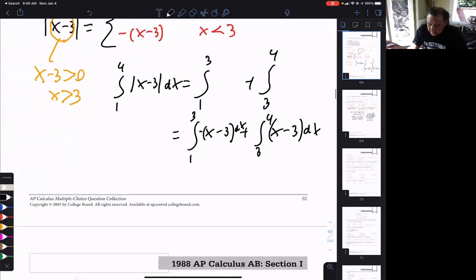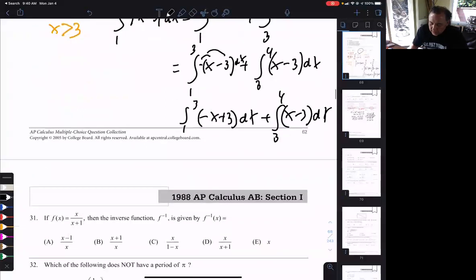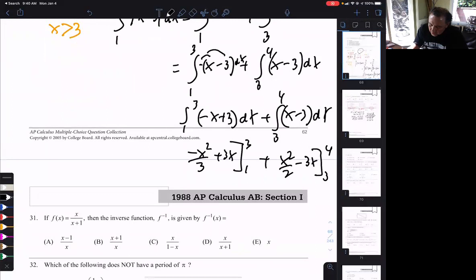And then I'm not going to do all the work here. You can distribute this negative and get minus x plus 3, and then x minus 3. Then you take the antiderivative and plug in numbers. So it would be minus x squared over 2 plus 3x from 1 to 3, plus x squared over 2 minus 3x from 3 to 4. You plug in the numbers, subtract, and you should get 5/2 also.